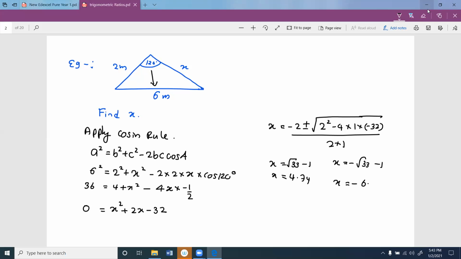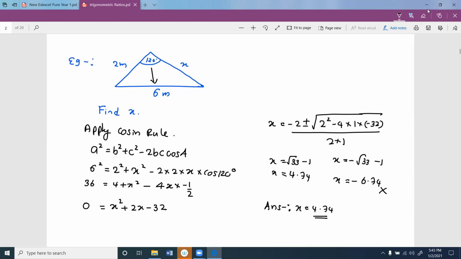Minus 6.74. So obviously we know that length cannot be negative. So this answer is not valid. So you can write the final answer as x equals 4.74. That's a simple answer for that. That's a way of getting this question.